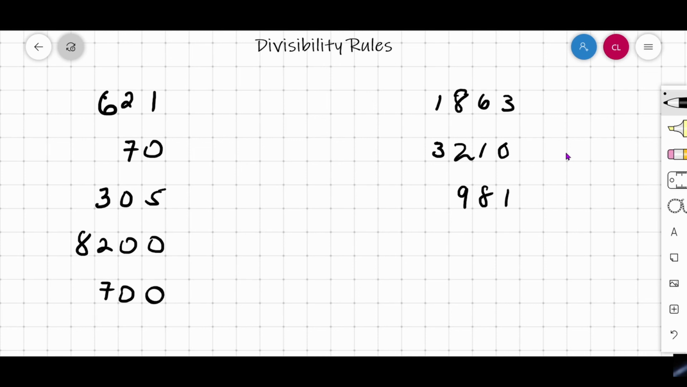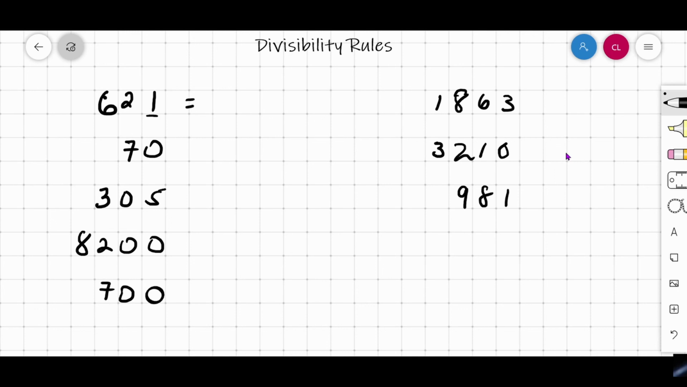621. Now, this exercise says here that we should write which numbers are divisible by 2, 3, 4, 5, 6, 9, or 10. This is not an even number because this ends with 1. This is an odd number. So automatically we know that this one cannot be divided by 2.